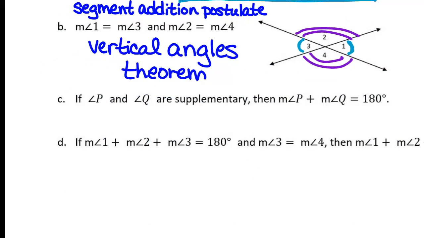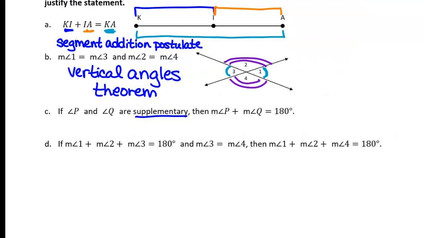Part C, angles P and Q are supplementary. Then that means when I add them together, they equal 180. What are we using there? Close. We don't have a supplementary angles theorem. I'll give you a hint.